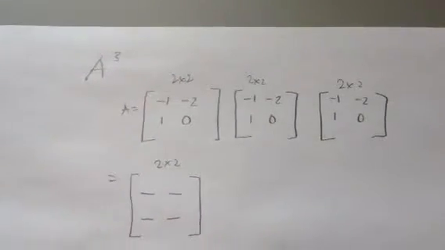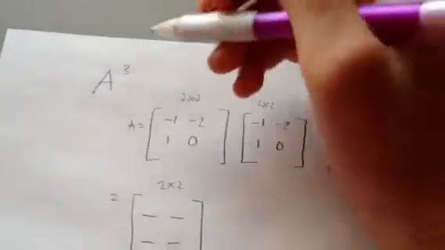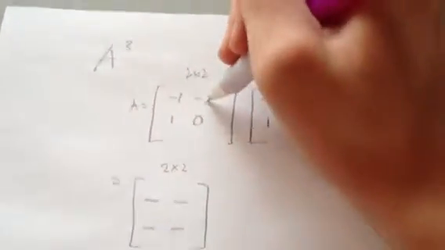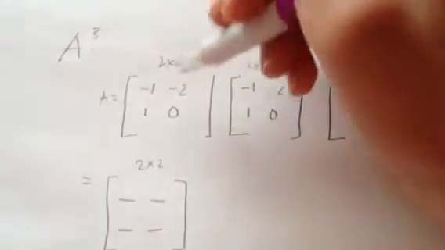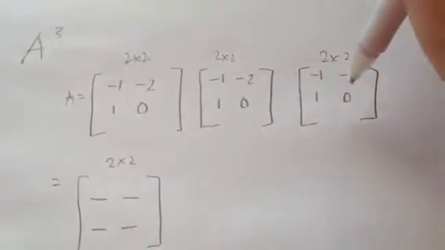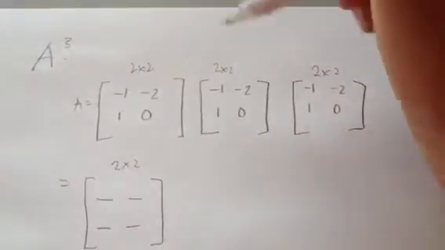Okay, so I'm going to show you how to multiply matrices. So, for example, A cubed. A is -1, -2, 1, and 0. So you multiply A times itself 3 times. And all these are 2 by 2 matrices, so 2 rows and 2 columns.